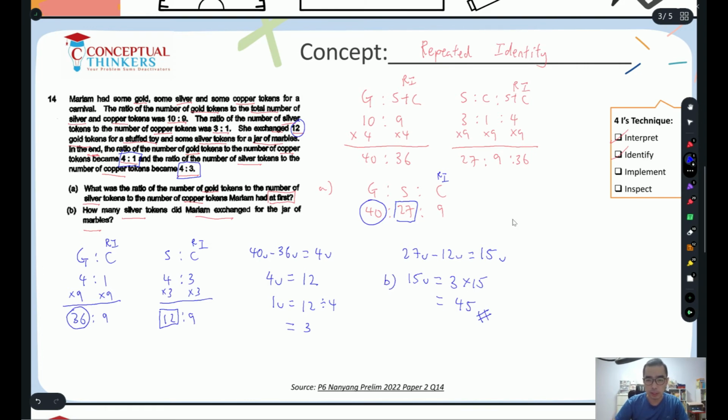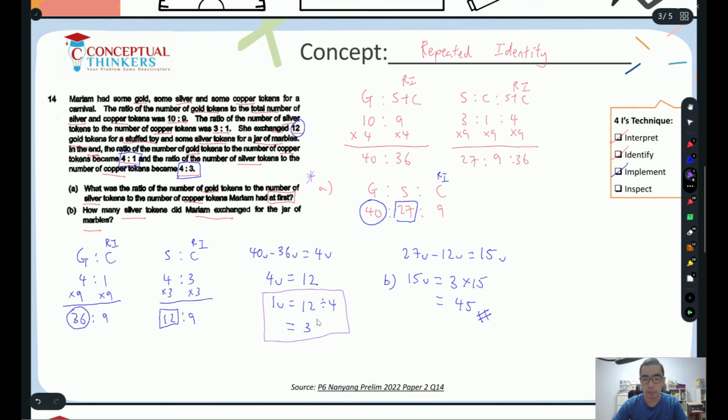Okay, so these are the steps we're going to implement. So I'm using the repeated identity way to do it. Now next, let's try to inspect and see whether our solution makes sense. So usually what I'll do is I will try to use the value of my 1 unit here and try to do a calculation to see whether the flow makes sense or not. Now if you look at part A here, we actually found out the units for the respective tokens, right? So I'm going to do a calculation.